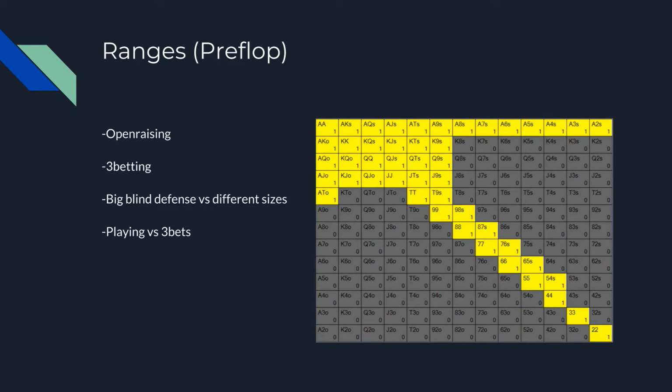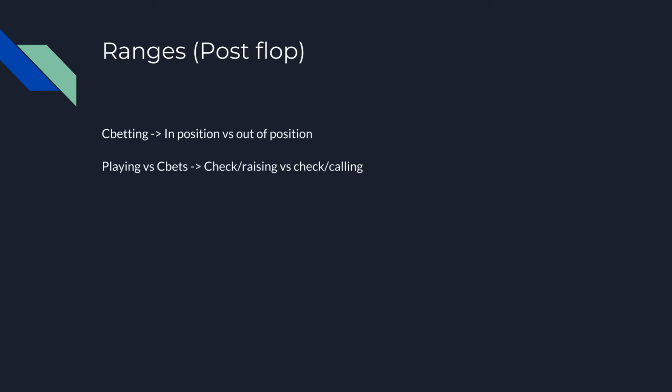And then finally, there's playing versus 3-bets. When you open raise and someone 3-bets you, learning what kind of hands you're supposed to continue with will really greatly help your game. And once you have that preflop down and solid, then your postflop will automatically be a lot easier.